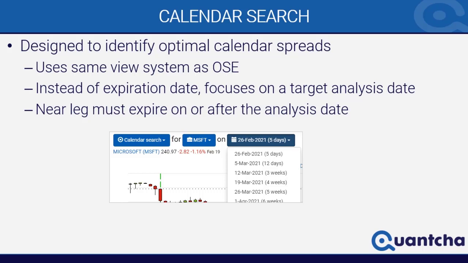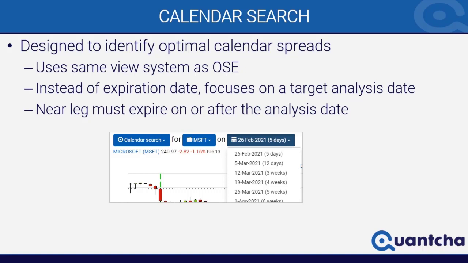It uses the same view system as the option search engine, which means that as you model in specific option search views, you're able to switch over to the calendar search and it'll take that view with it. So for example, a specific price range for a stock on a certain date will come with you. But instead of the expiration date being the focus of the search experience, it uses a target analysis date. And you'll notice that from the breadcrumb at the top of the screen. It'll say calendar search for the underlying stock, and then it'll have a list of the expiration dates. But those expiration dates are simply the date that the analysis is occurring.